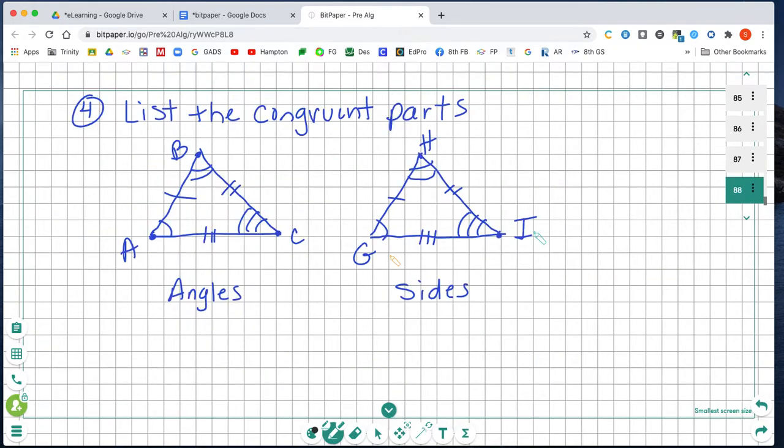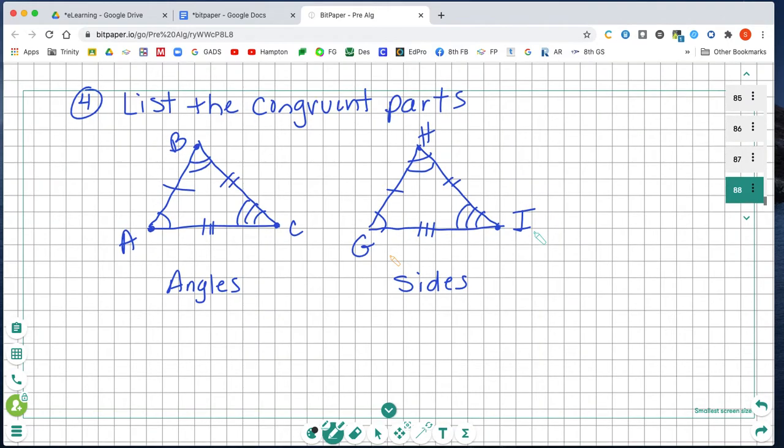Now let's go down to congruent parts. So we've looked at congruent shapes. Now we're going to look at congruent parts. So we have two triangles. We're going to start with this first triangle closest to the left. So angle A, which has one congruent mark, is going to be congruent to angle G that has one congruent mark. Angle B, which has two congruent marks, is going to be congruent to angle H, which has two congruent marks.